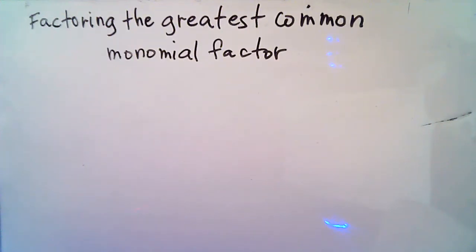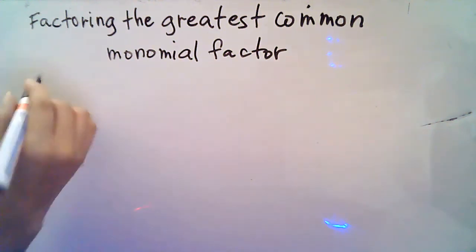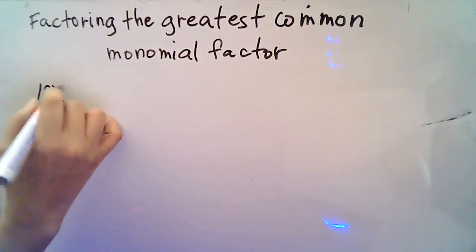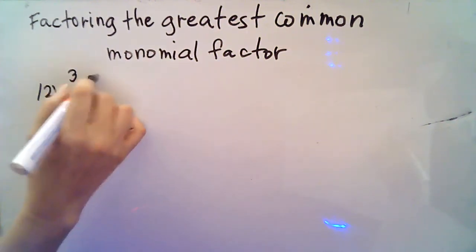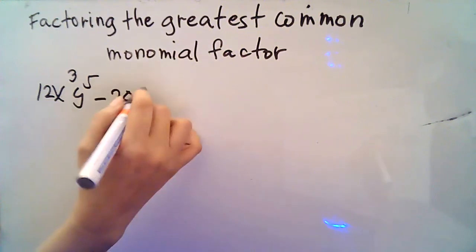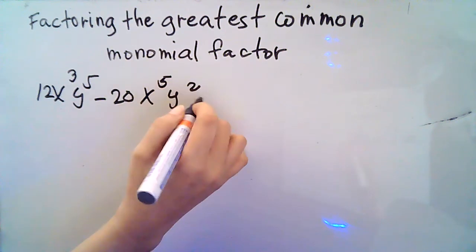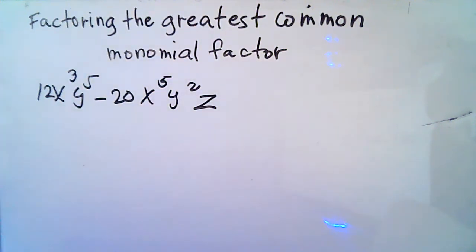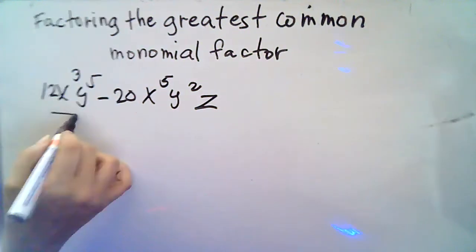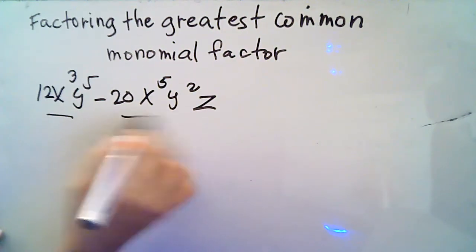So the first type of factoring that I'm going to teach you is factoring the greatest common monomial factor. So let's factor out 12x cubed y to the 5th power minus 20x raised to the 5th power y squared z. So we actually have two terms. Now what we need to do is to find the GCF that appears in every term of this polynomial.